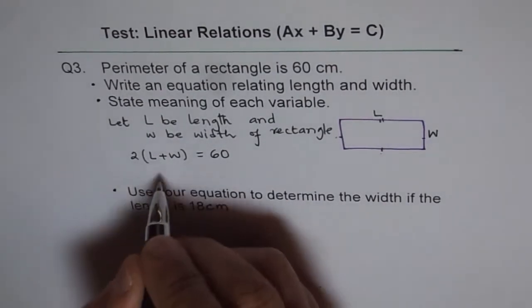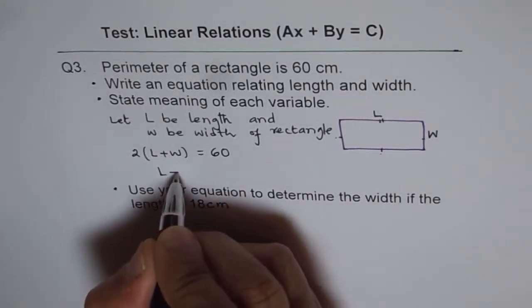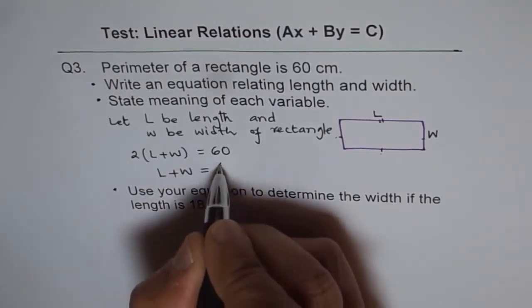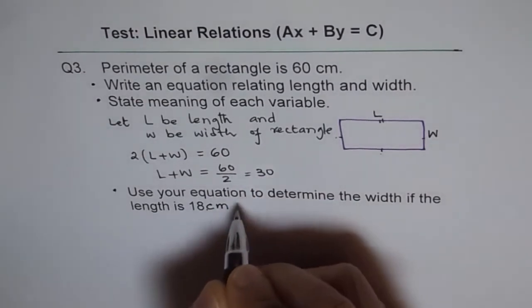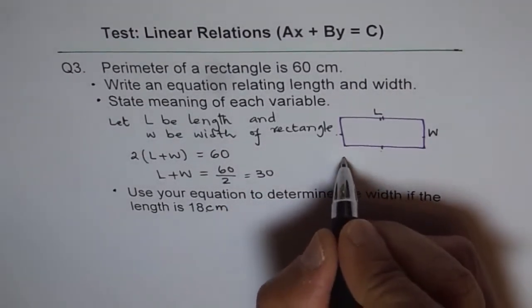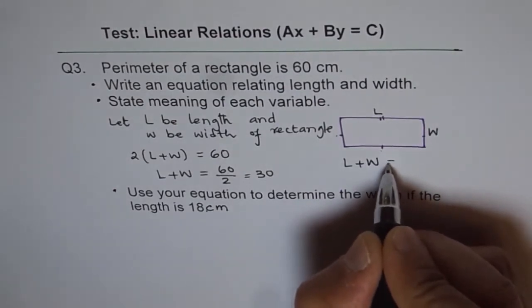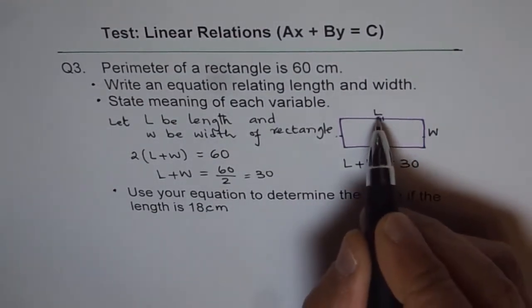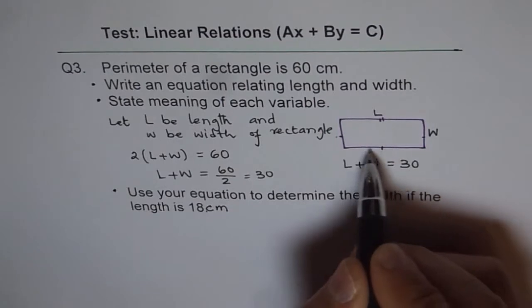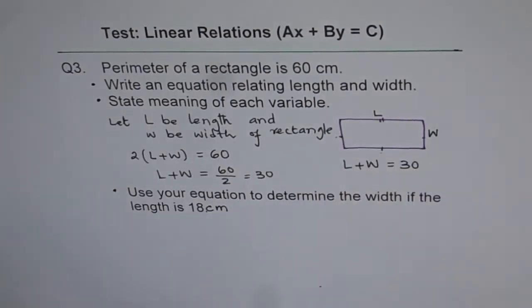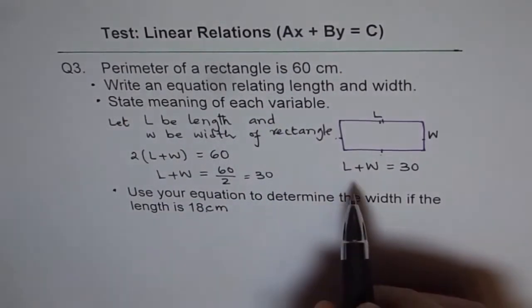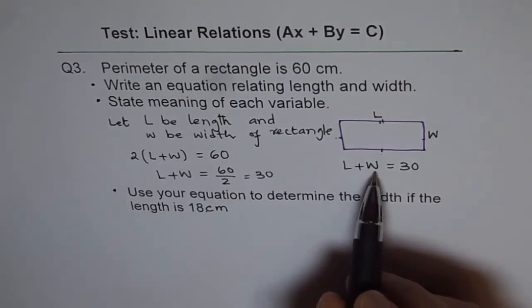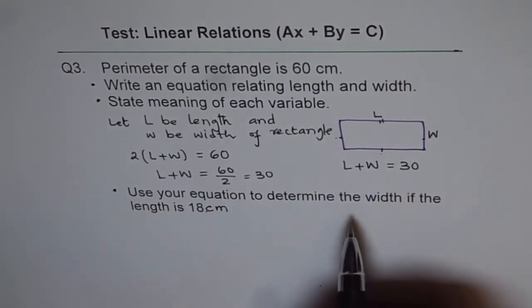Now this equation can be simplified, and we can say length plus width equals 60 divided by 2, and that is 30. And therefore we get an equation which is length plus width equals 30. So this length and width is 30. The other one is also 30. 30 plus 30 is 60. So that is our equation, part 1. Write an equation relating length and width. So if the perimeter is 60, length and width, their sum should be 30.